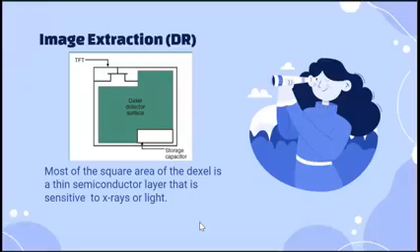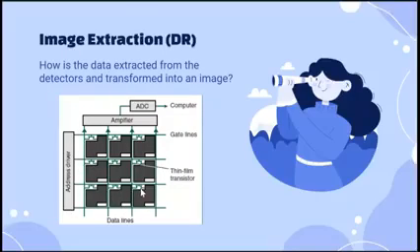Okay, so most of the square area of the Dexel is a thin semiconductor layer that is sensitive to X-rays or light. So as you can remember, I have discussed this in the prelim period. Okay, this one Dexel, ito siya, one Dexel yan siya, is parang a small unit of the active matrix array. So a collective number of thin Dexels, okay, this one Dexel, 2, 3, 4, 5, 6, 7, 8, 9. So 3 by 3 na Dexel can create an active matrix array, but it's not limited to 3 by 3.